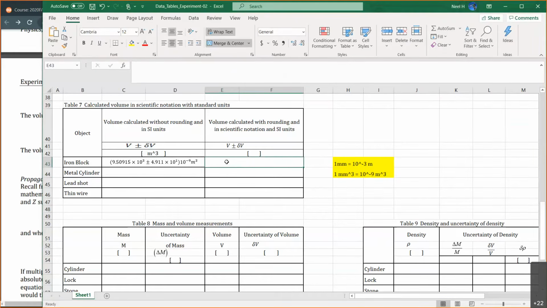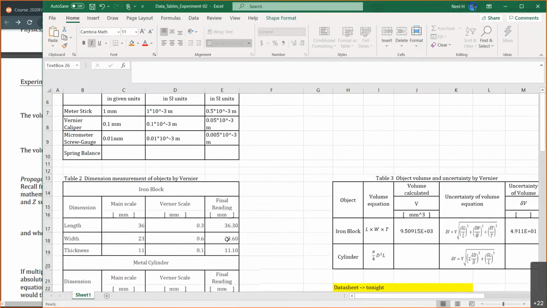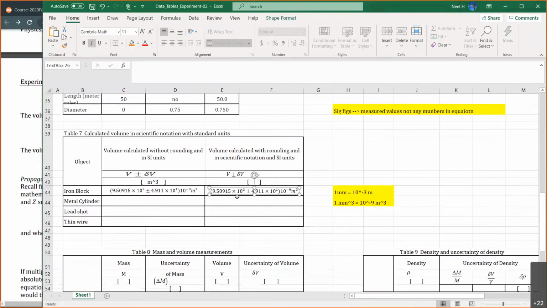Okay, now let's write down the same thing with the rounding. All you have to do is copy and paste that into here. Now I have to round it. When I round it, you go back and take a look at how many sig figs I can have. This one I calculated for the iron block, all 4 sig figs, which means all the numbers should have only 4 sig figs. Now let's round this.